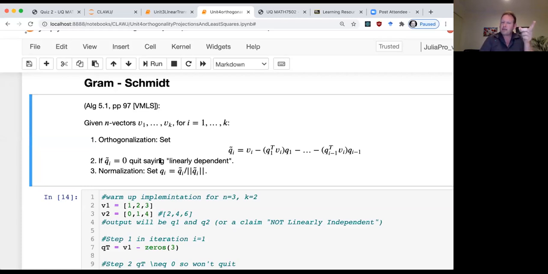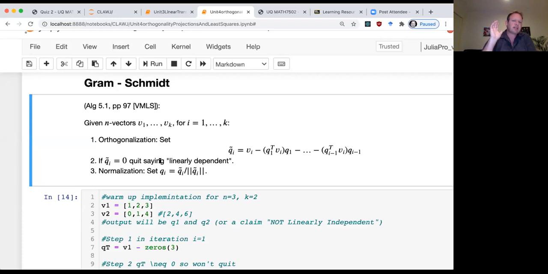By the way, there's a different version of Gram-Schmidt that at this point does not quit. It just kind of puts the vector on the side. It moves that vector aside and says, hey, you, Mr. I, you're linearly dependent. You linearly depend on the other vectors, so I'll put you on the side. There are all kinds of different versions of Gram-Schmidt, but in this version, we quit.